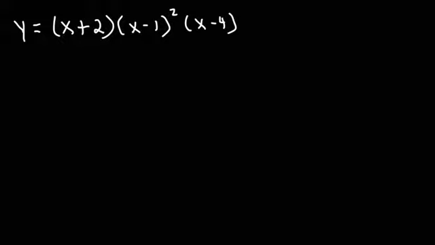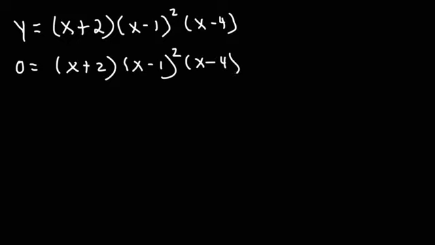Consider the polynomial function y is equal to x plus 2 times x minus 1 squared times x minus 4. So we're given a polynomial function not in standard form, but in factored form. How can we graph this particular function? Well, the first thing we need to do is identify the zeros. That is the x-intercepts. So we're going to set y equal to 0, and we're going to solve for x.